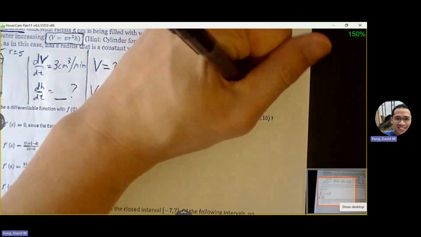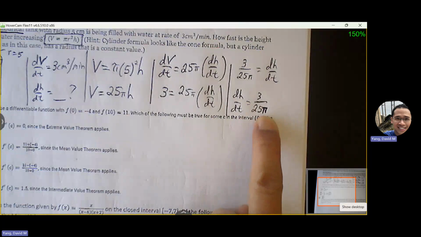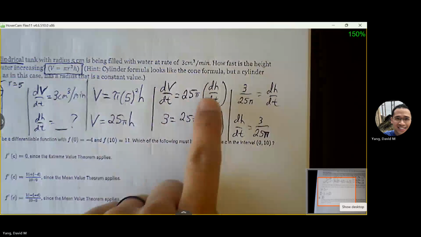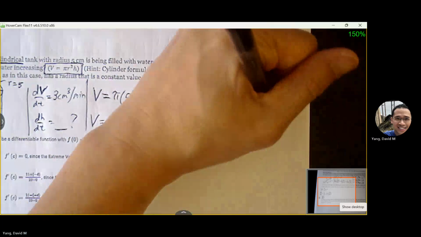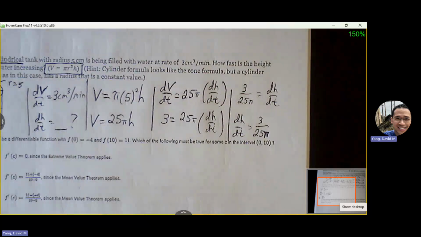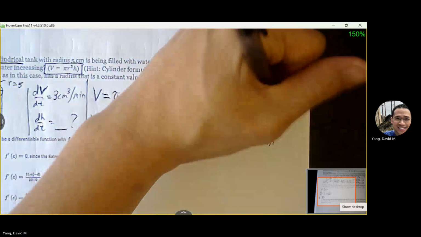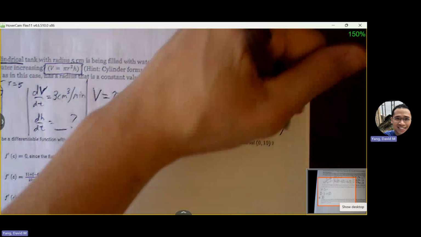Again, because algebraically pi is in the denominator, we need to leave it there. We can't just move it up to the top. And then what's our unit of measure? Height is a centimeter, centimeter squared, centimeters cubed? Just centimeters, right? And then time is minutes.